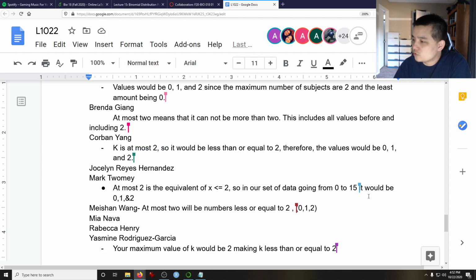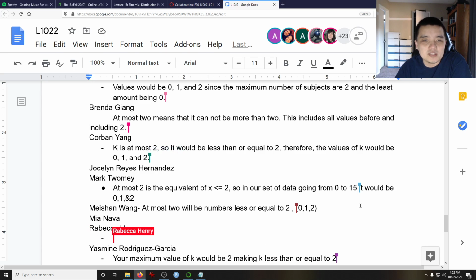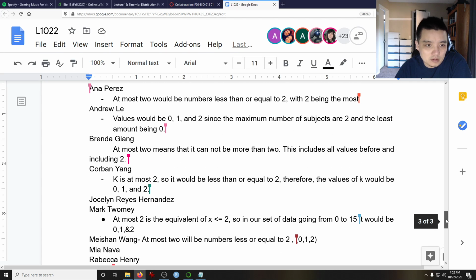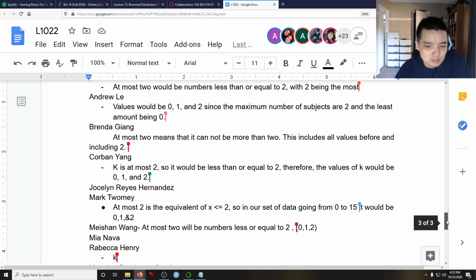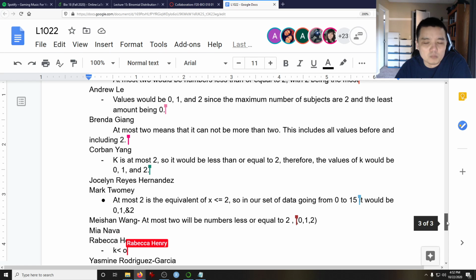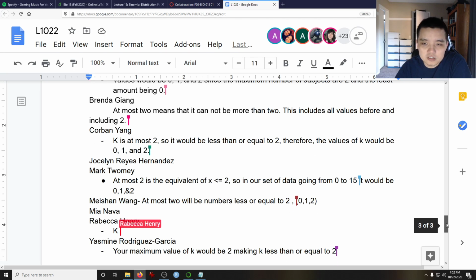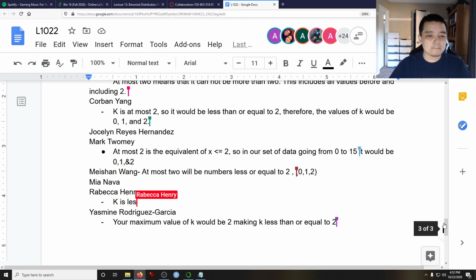Awesome. So as we're proceeding more and more into this session, you're starting to see the patterns. So for example, Yasmin and Mark noted that the inequalities would be less than or equal to 2. And folks like Andrew and Meishan noted that the k values would be 0, 1, and 2, amongst other people as well. Good job.